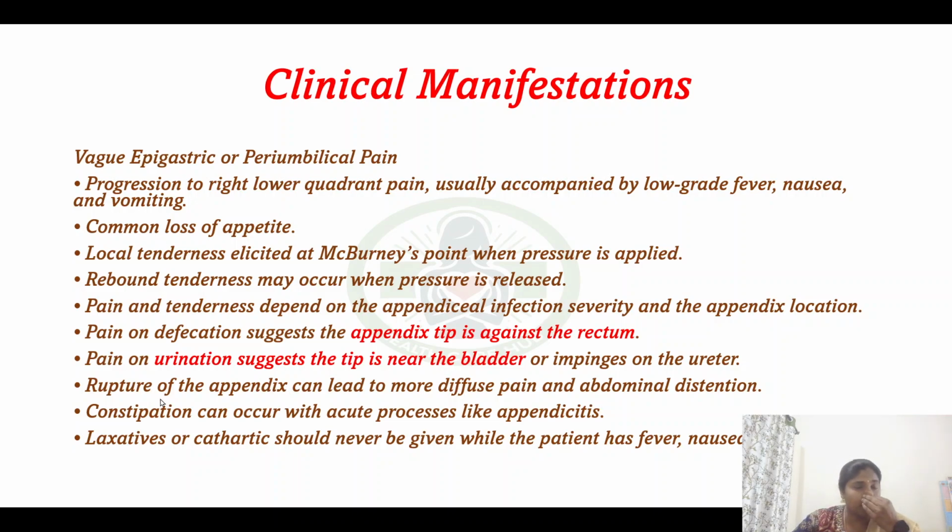When the appendicitis goes unnoticed or the patient is not treated within 24 hours, there will be rupture of the appendix, then peritonitis, abdominal distension. All these complications will occur. Other things like constipation can occur with an acute process like appendicitis. Because of appendicitis, there will be paralytic ileus of the abdomen, meaning most of the bowel movements will be absent. Laxatives like lactulose syrup or suppositories should not be advised to the patient when the patient has symptoms like fever, nausea or pain.